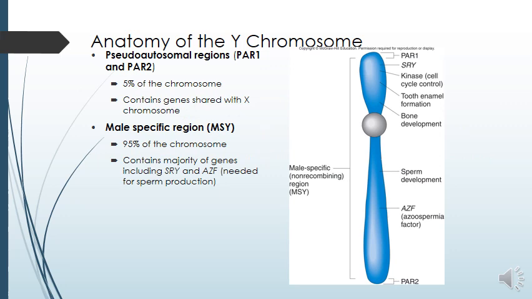On this slide, you can see the anatomy of a Y chromosome. It has two pseudo-autosomal regions, part 1 and part 2, and a large central area, MSY, that comprises about 95% of the chromosome and has only 22 genes. SRY determines male sex. AZF encodes a protein essential to producing sperm, and mutations in it cause infertility.